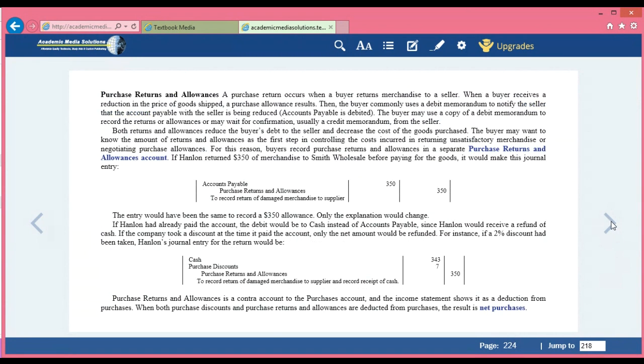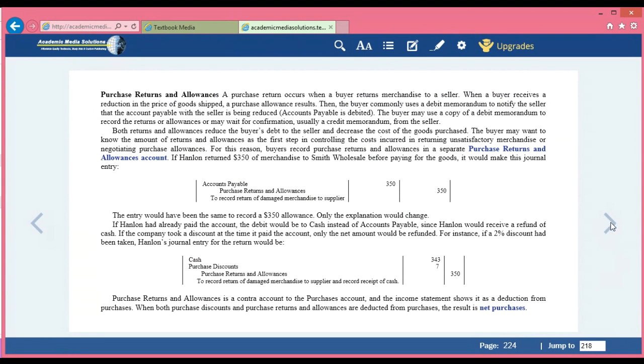Just like in sales returns, you're going to have purchase returns. If you return something you bought to the manufacturer, you're going to take it out of the accounts payable because you don't owe them anymore, and you're going to put it in purchase returns and allowances, which again is a contra account.